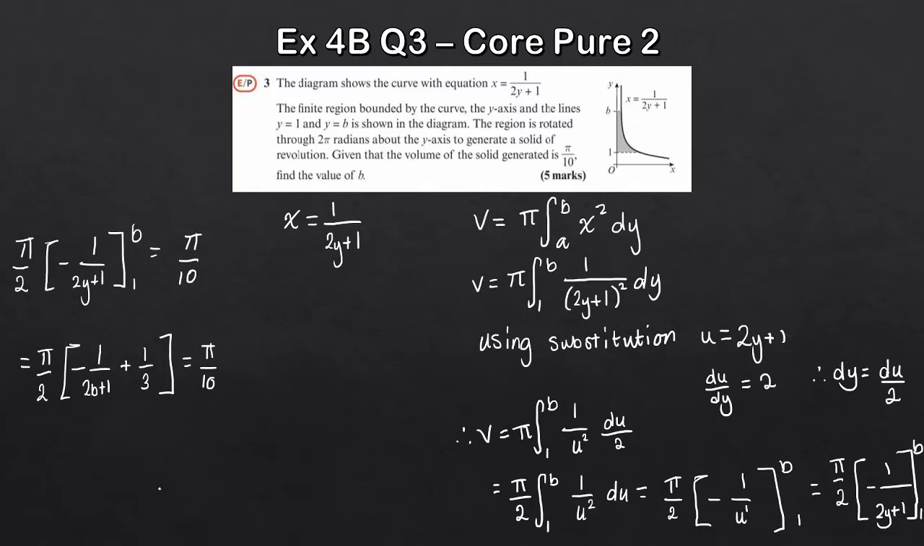I think the first thing we can do is just times through by 2 here. So we're going to get pi times this here. Just write it that way, make it look a bit neater. This is equal to 2 pi over 10, pi over 5. And now I can divide both sides by pi. If you divide this side by pi over 5, that's just going to leave you with 1 over 5. It's the same as doing pi over 5 times 1 over pi. So that's equal to a fifth.